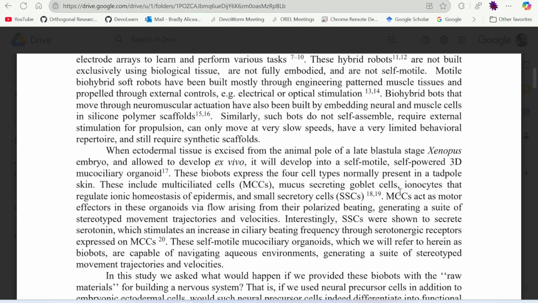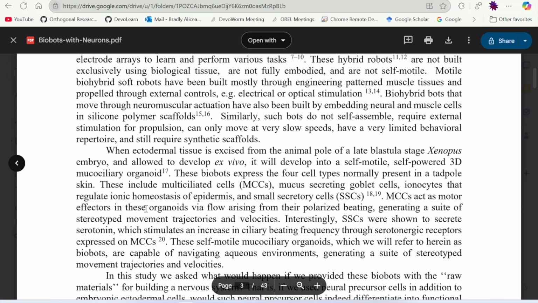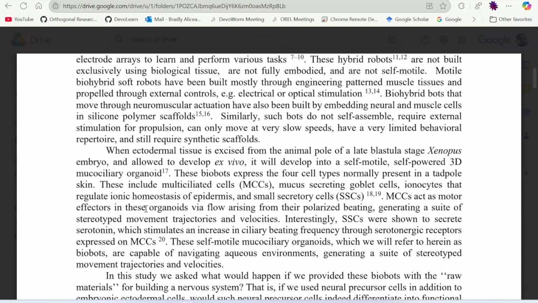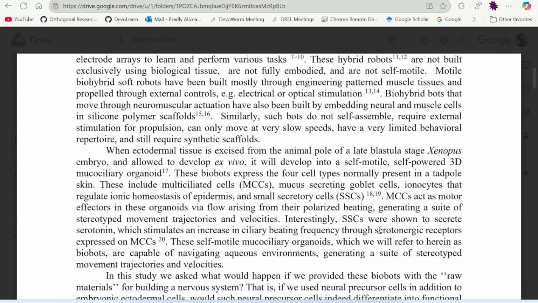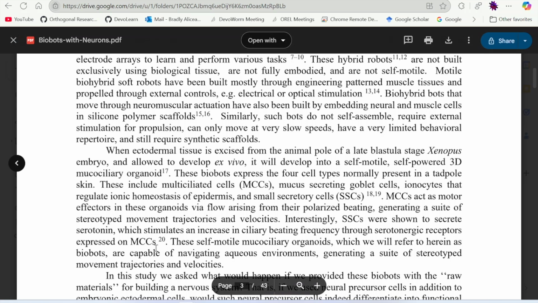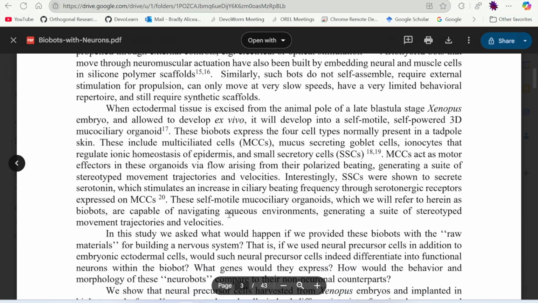These multiciliated cells can act as motor effectors in these organoids and can sense flow, and this arises from their polarized beating, which can generate a suite of stereotyped movement trajectories and velocities. Interestingly, small secretory cells were shown to secrete serotonin, which stimulates an increase in ciliary beating frequency through serotonergic receptors expressed on these multiciliated cells. These self-motile mucociliary organoids, which we refer to herein as biobots, are capable of navigating aqueous environments, generating a suite of stereotyped movement trajectories and velocities.